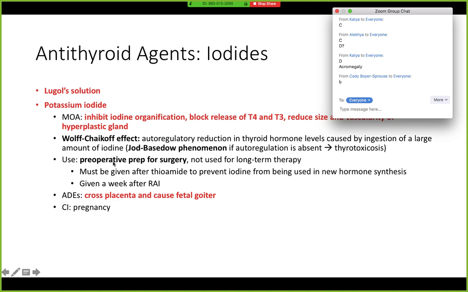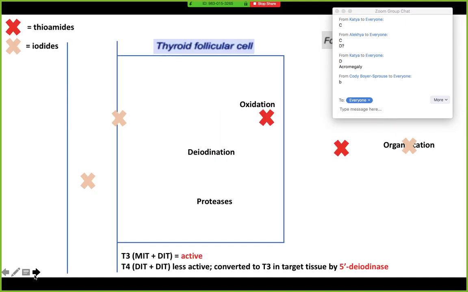Okay, then an important adverse effect is the fact that the iodides can cross the placenta and cause a fetal goiter. So this would be something that is contraindicated in pregnancy.